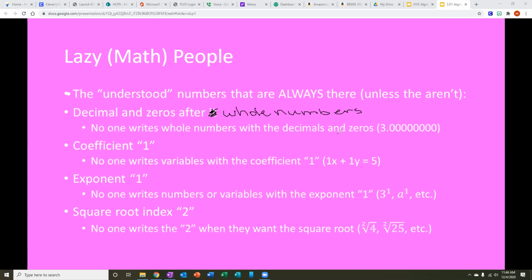Like, when would you stop? Nobody writes those, except in money, but not quite the same thing. Then we have the coefficient of 1. And when you first learned about coefficients, you might have actually done this.